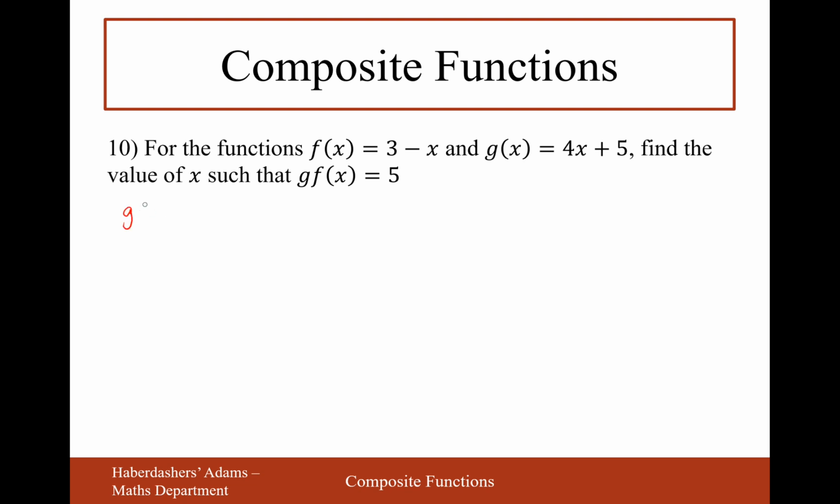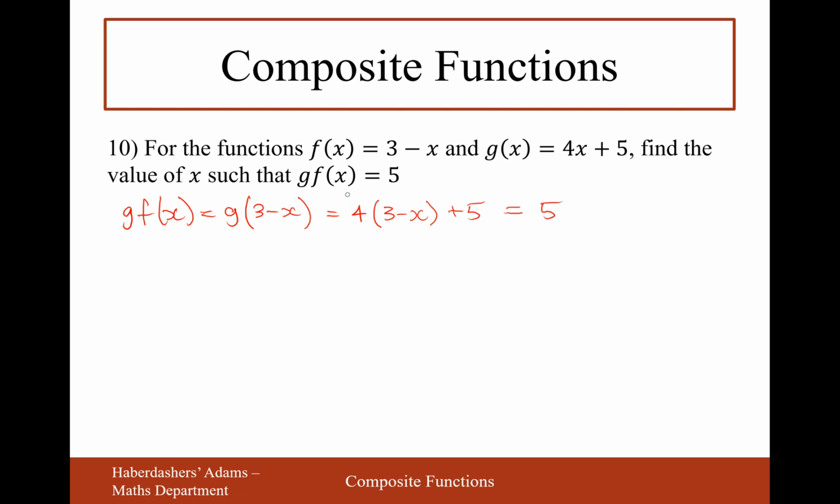So let's make up the function first. gf of x equals g of the f function. The f function here is 3 minus x. Then I'll put this algebra into the g function. So it's going to be 4, and then where x appears, I'm going to write 3 minus x. So 4 brackets 3 minus x plus 5. And now I can write equals 5.